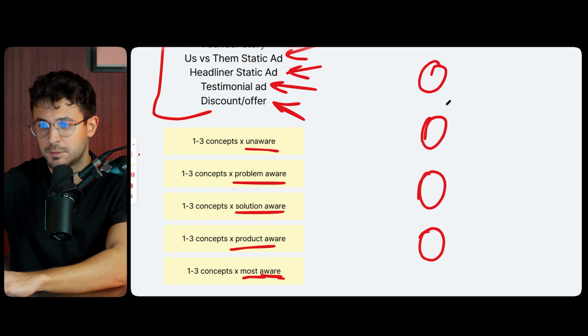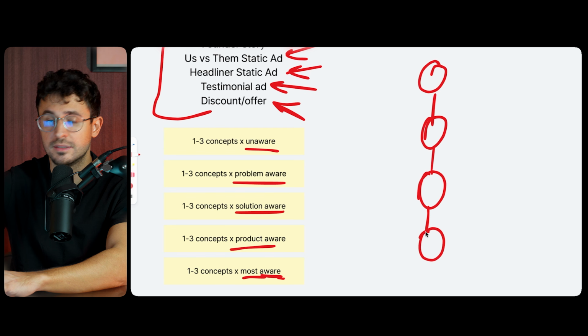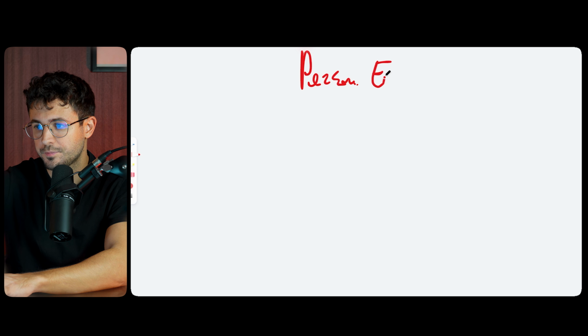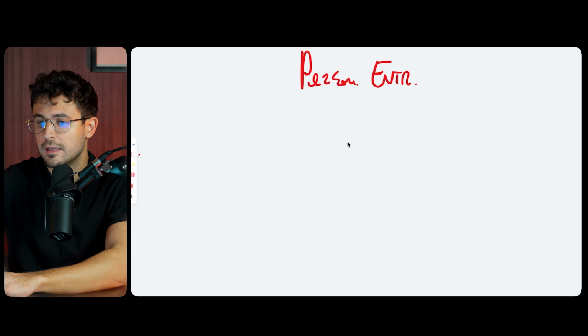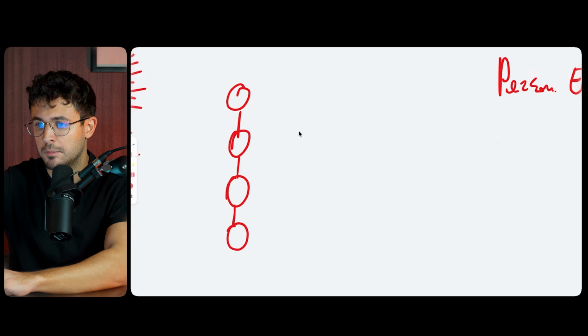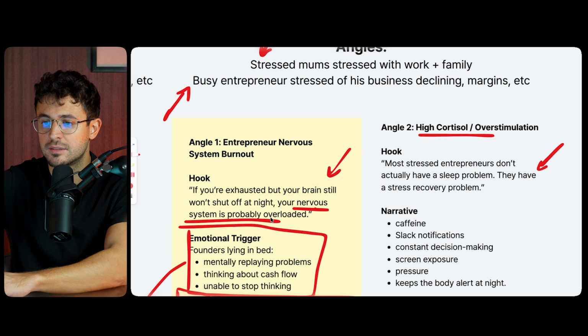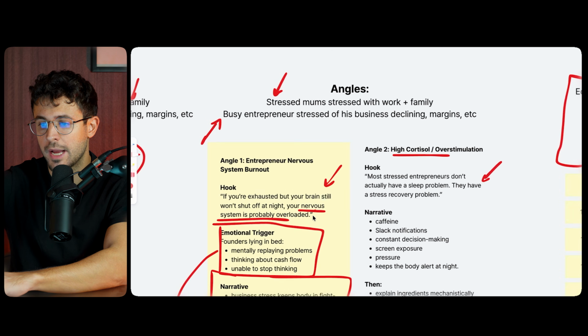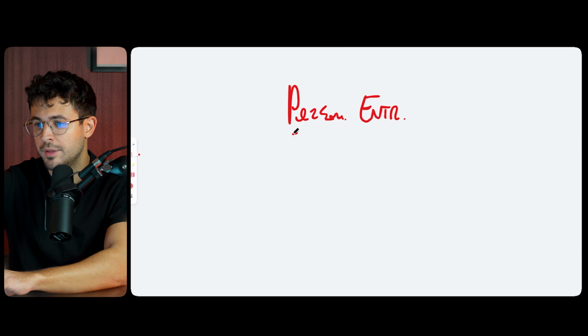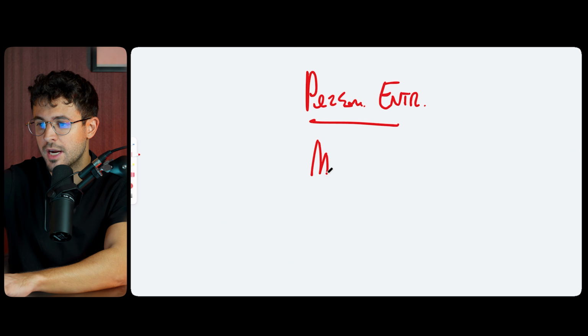People might see your ads in a specific sequence. You don't know though the sequence. So actually, let me clarify this here. Let's say we target this persona, which is the entrepreneur. And let's say the angle is this one: the nervous system is overloaded, okay? So they cannot sleep at night because of the nervous system.